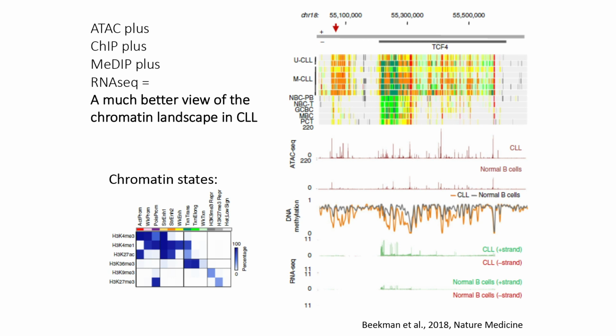So we can see now how histone modifications as measured by ChIP-seq, chromatin open and closed state as measured by ATAC-seq, DNA methylation as measured by MeDIP-seq, plus all taken together with RNA-seq, we can get a much better view of the chromatin landscape in CLL.